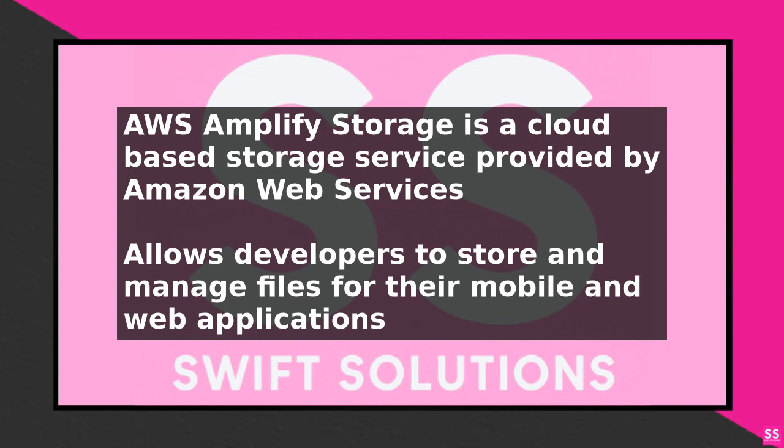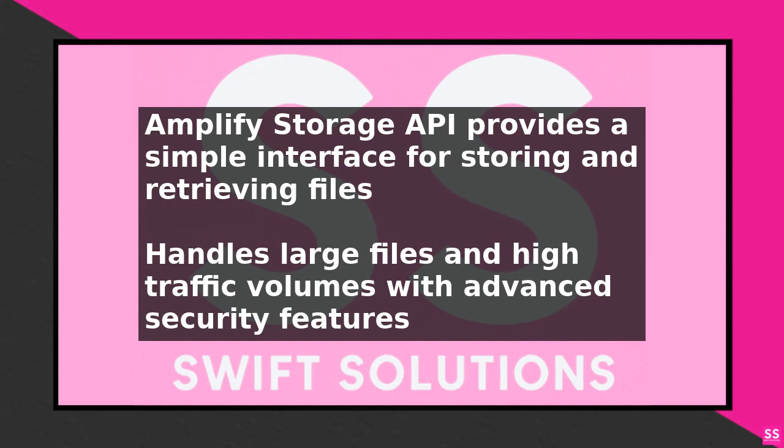To get started with AWS Amplify Storage, you first need to create an AWS account and set up an Amplify project. Once you have set up your project, you can use the Amplify CLI to initialize and configure your storage service. You can then use the Amplify Storage API to upload and manage files in your application. The Amplify Storage API provides a simple and intuitive interface for storing and retrieving files.